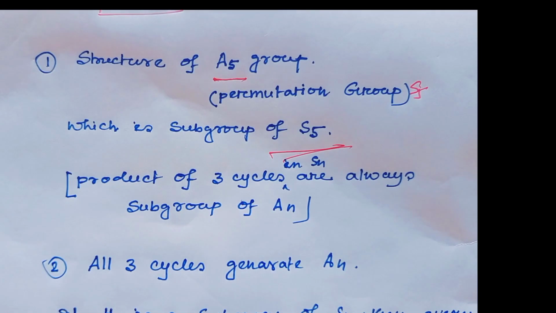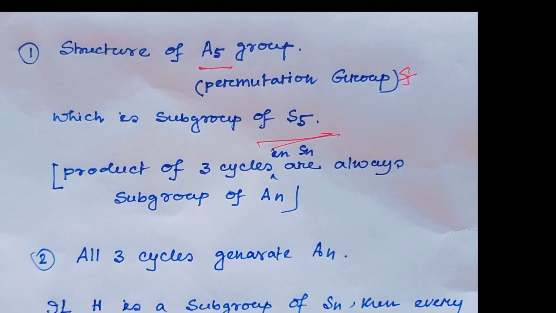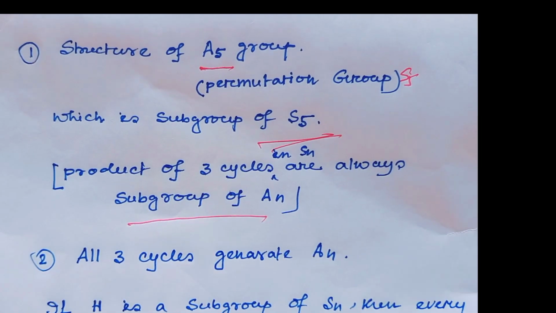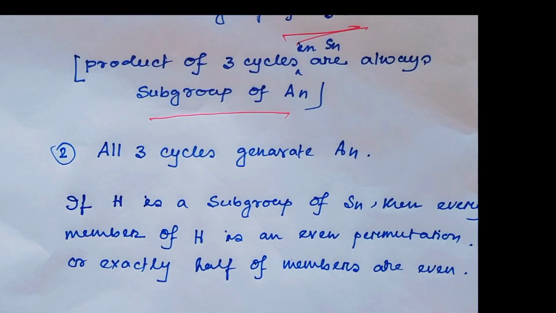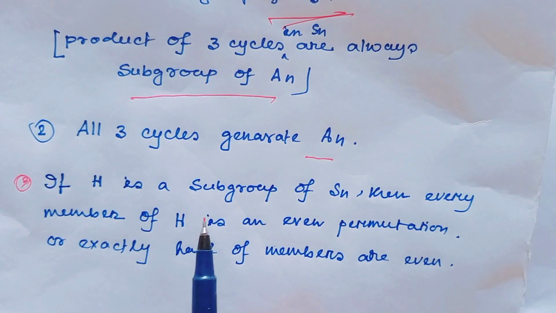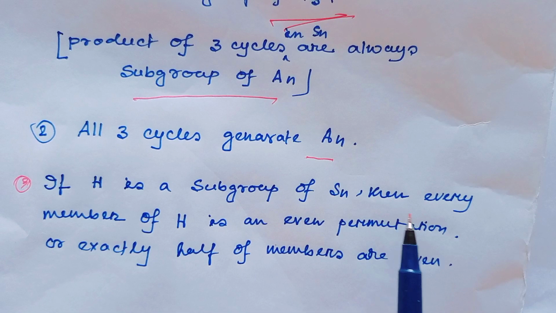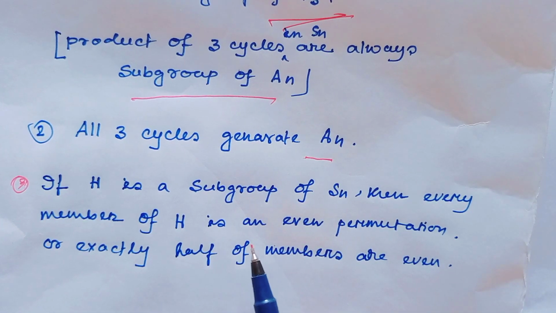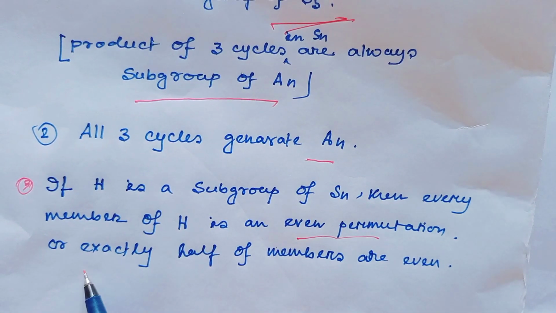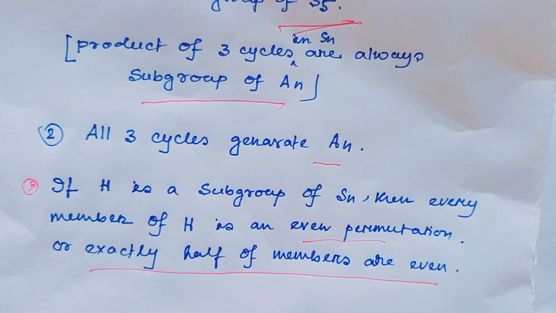And in my previous video, I showed that the product of 3-cycles in Sn is always a subgroup of An. That means all 3-cycles generate An. And third, if A is a subgroup of Sn, which is the permutation group, then either every member of A is an even permutation, or exactly half of its members are even. Okay?